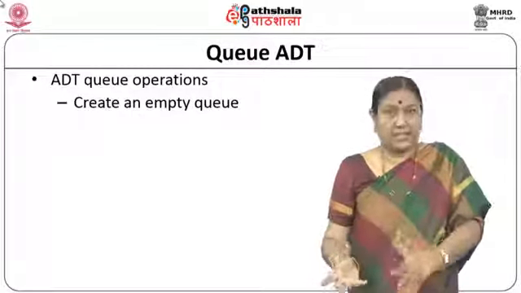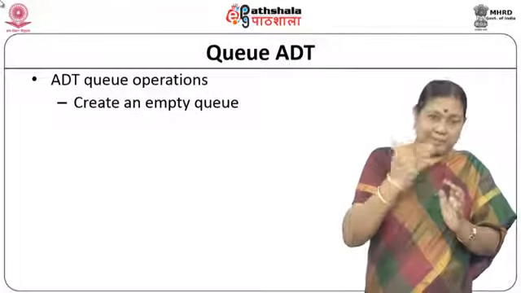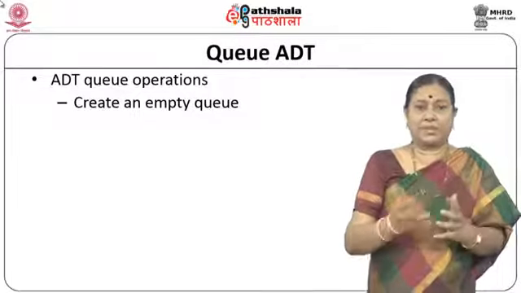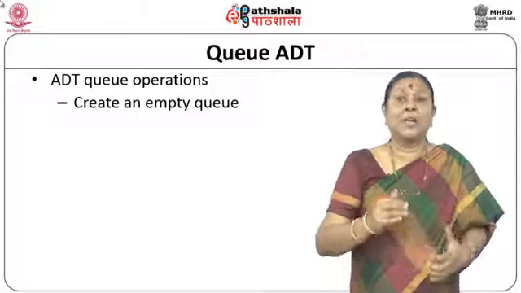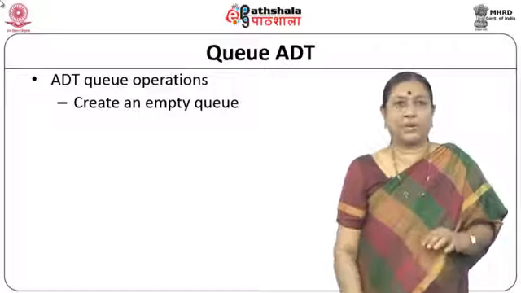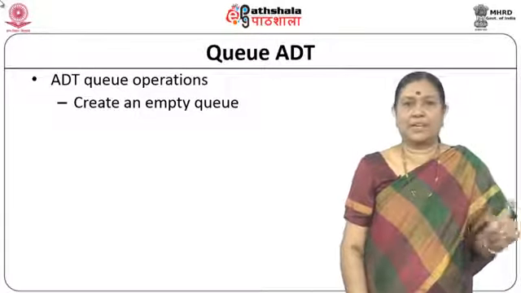Depending on your application, you will choose that particular queue along with its operations. Some may have a subset of the operations, which we have already discussed a lot in the previous modules, but I just want to stress that again. What we are trying to tell here is the list of operations that we are talking about. The first one is create an empty queue. This is a typical operation.